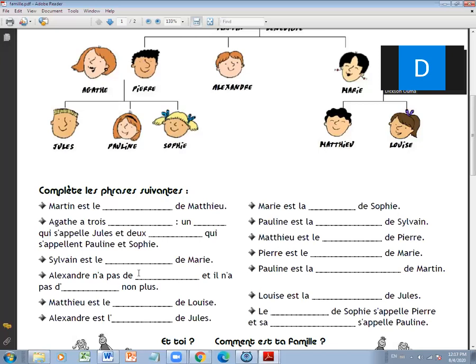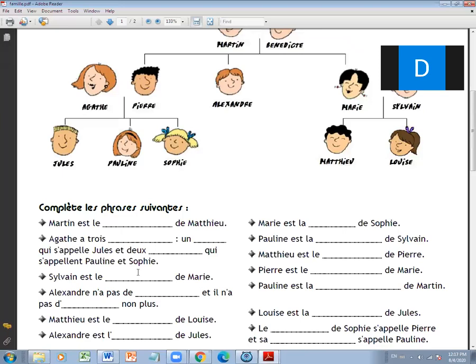Now, Pauline est la de Martine. Les petites filles. Pauline is a lady. Oh, sorry. So, la petite-fille. Granddaughter, right? Louise est la de Jules. La cousine. Jules is a male. Louise, so what did you say? La cousine. Yeah. You're right. La cousine. Now, le de Sophie s'appelle Pierre.